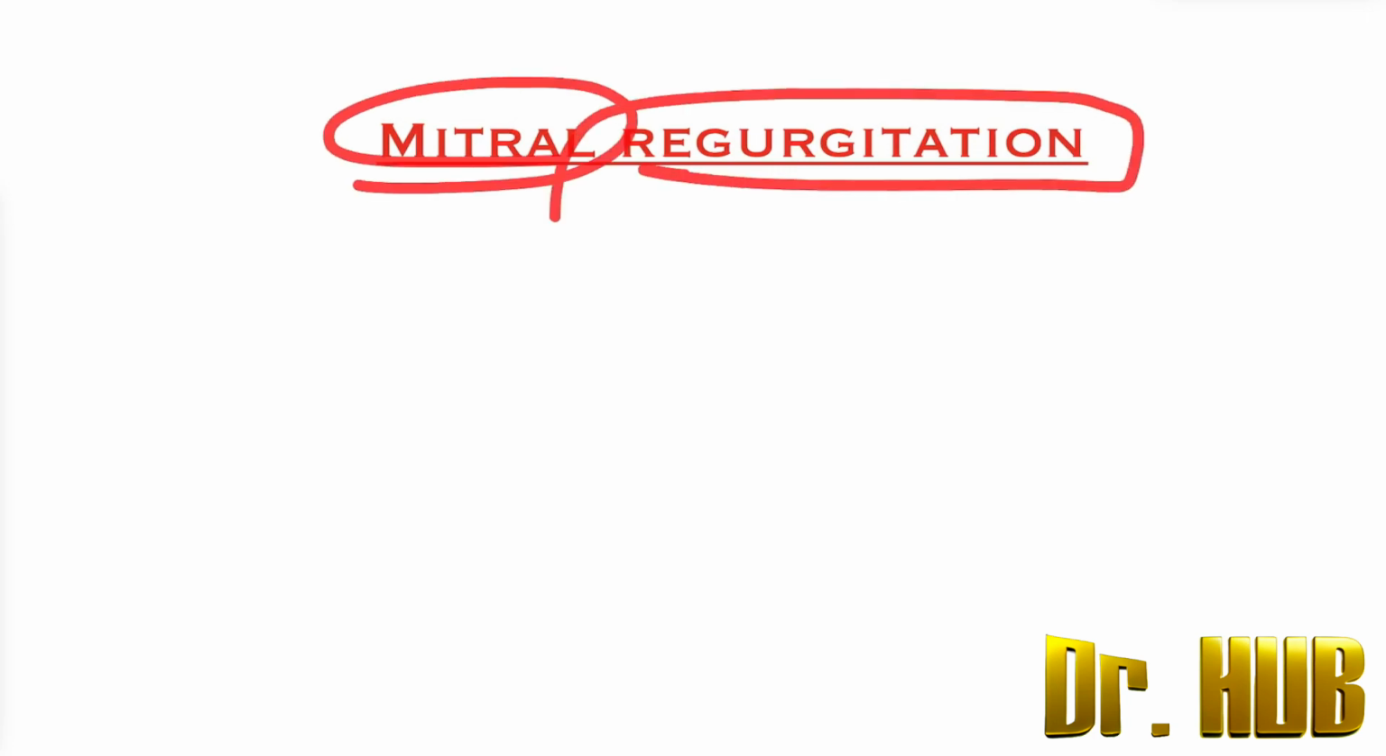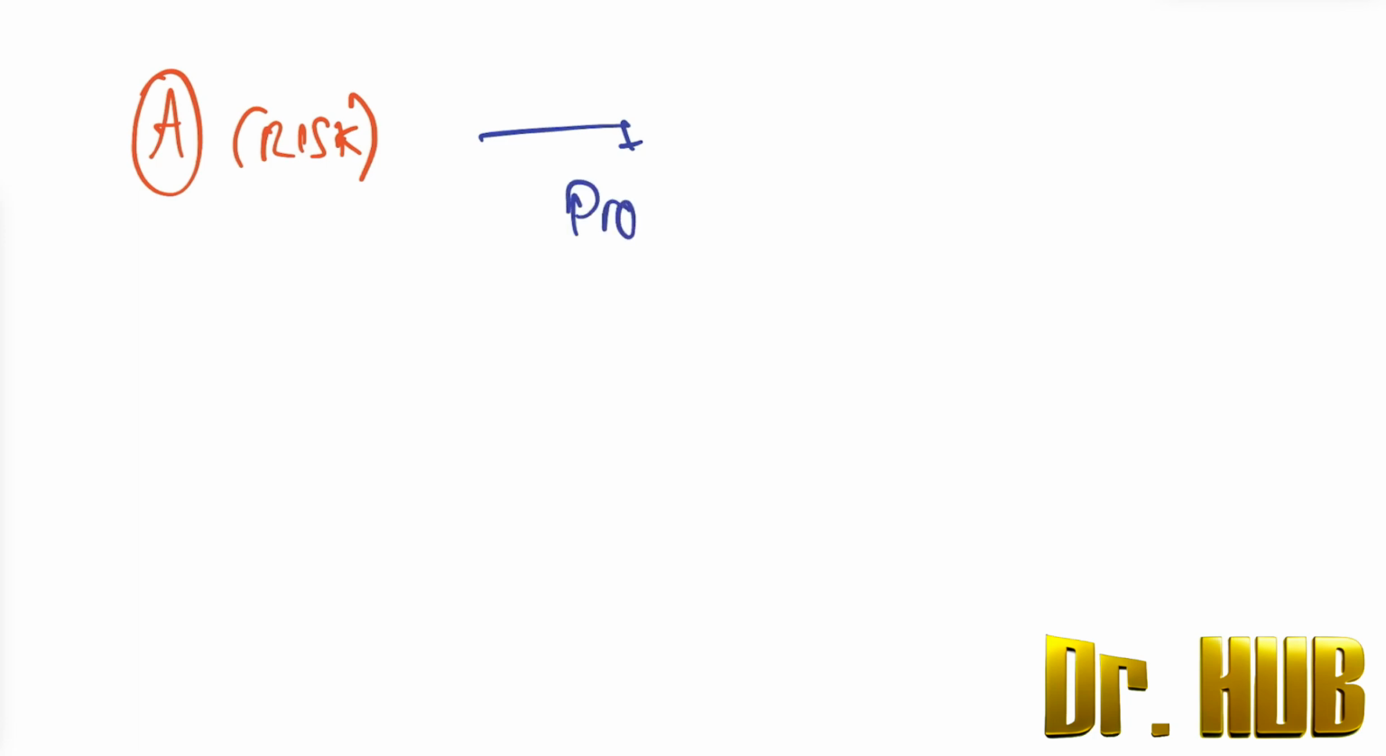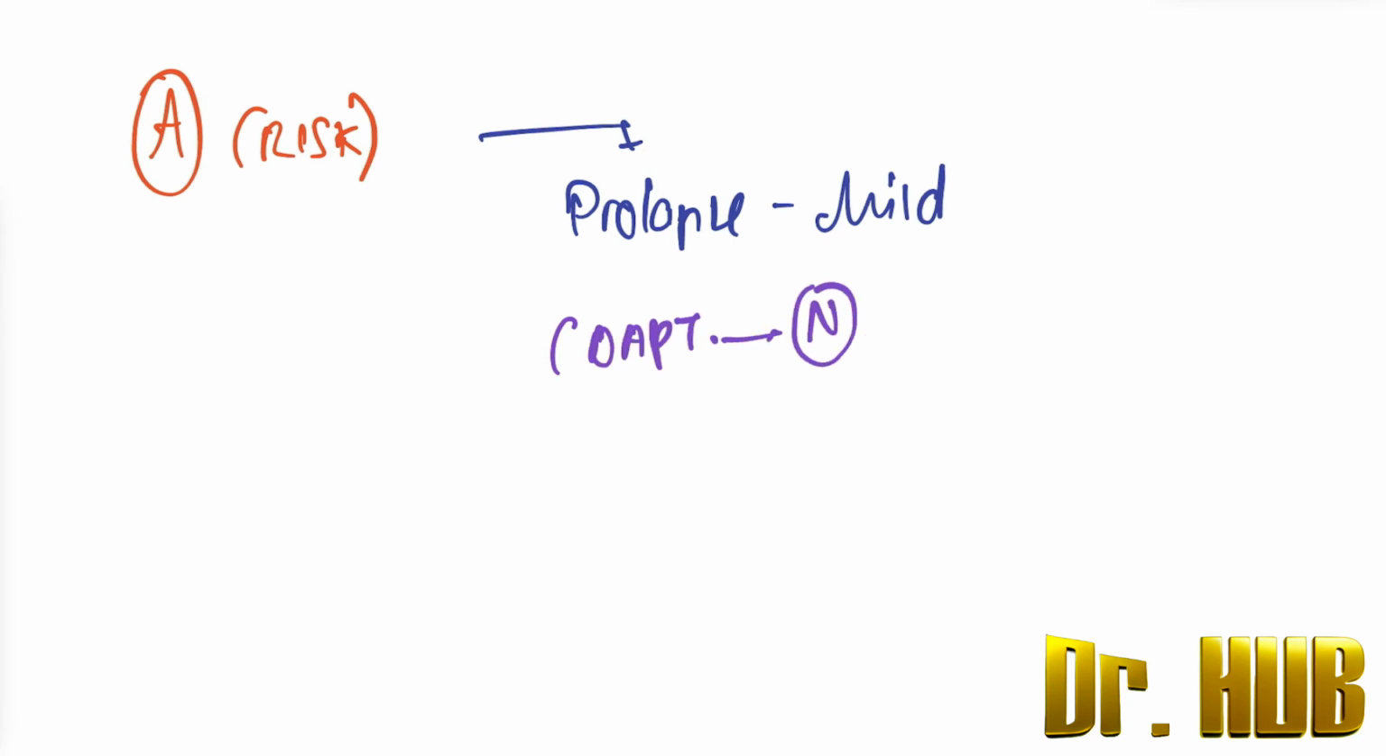MR, that is mitral regurgitation. First we'll be doing the stages and we'll move on to the management. First is stage A. Stage A means at risk of MR. So there is risk of MR. And what about the valve prolapse and the coaptation? It includes the prolapse, and this can be mild, and the coaptation will be normal. Now what will be the hemodynamic changes? They are not seen.